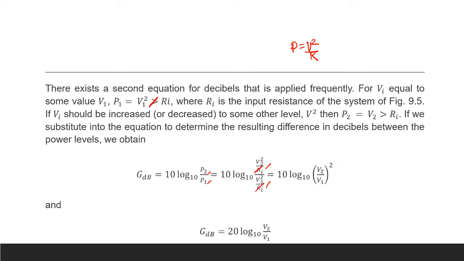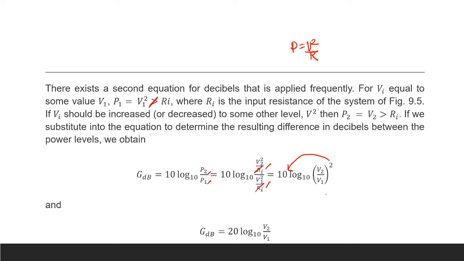Pero, syempre, para mapadali, itong 2 yung ilipat natin. So, yung 2 na to, magiging coefficient. So, we will have 20 log, we have the gain in dB is equal to 20 log to the base 10 ng V sub 2 over V sub 1.